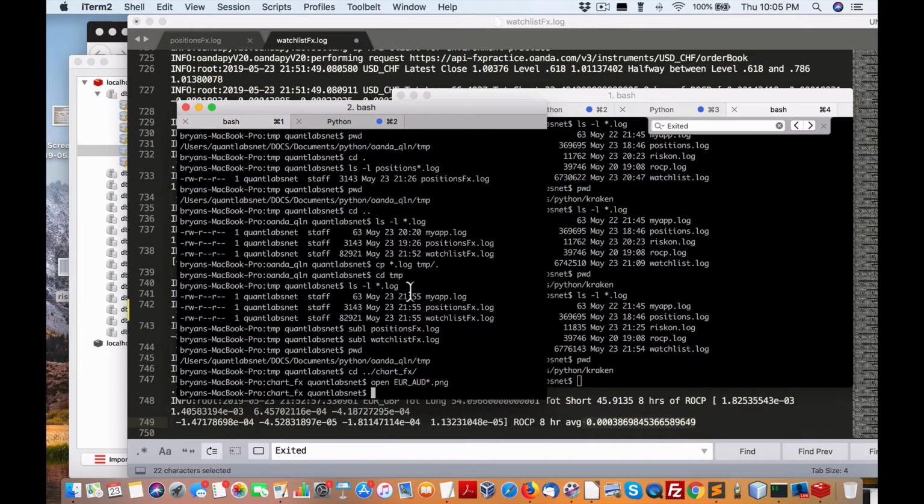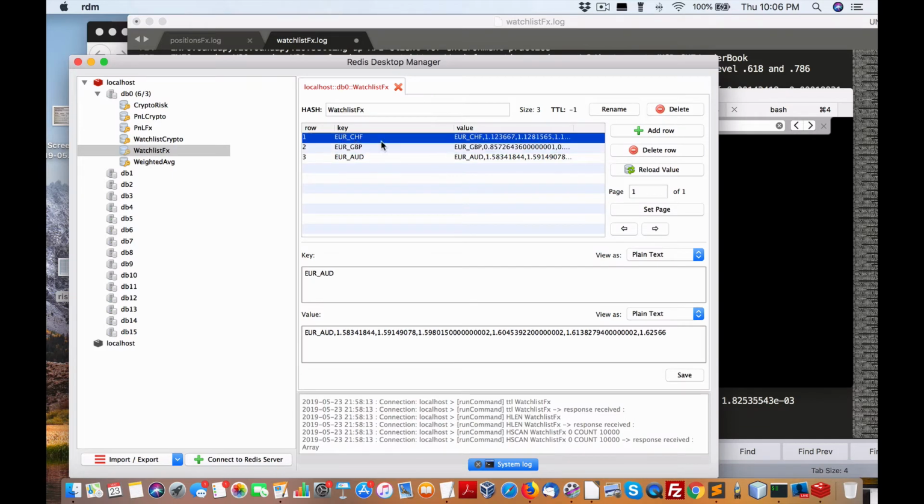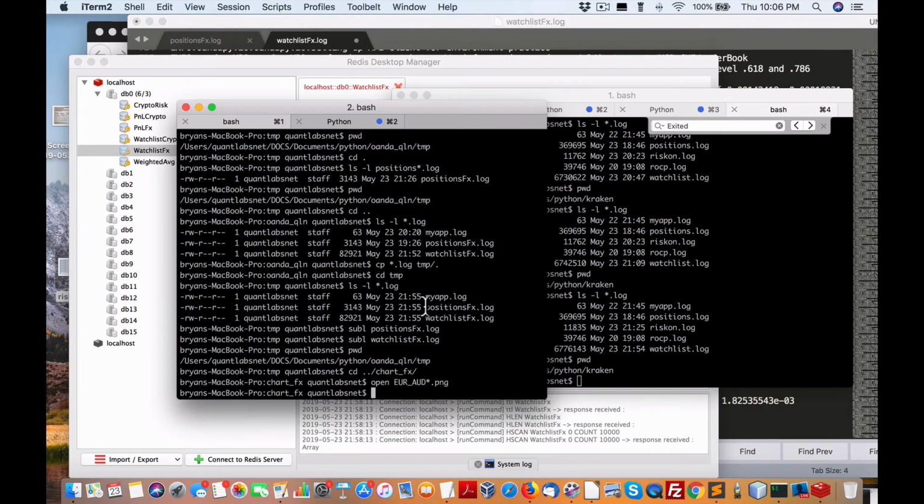The cryptos work kind of the same way. The other pairs we're going to look at are the Euro CHF, the Swiss franc.